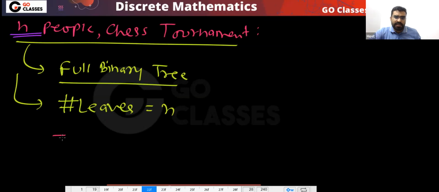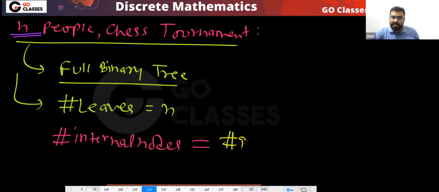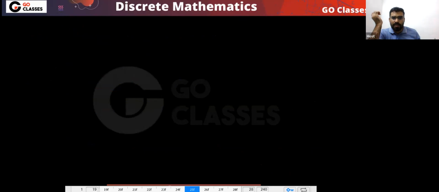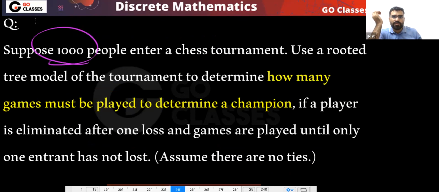Finally, I can say that the number of internal nodes is the same as the number of games played, and that is the same as n minus 1. So these many games will be played. Is this clear to everyone? So how many games will be played? If you have 1,000 people, then how many games will be played? 999.